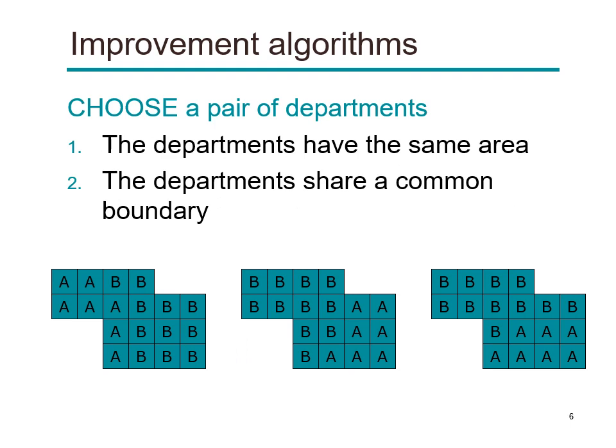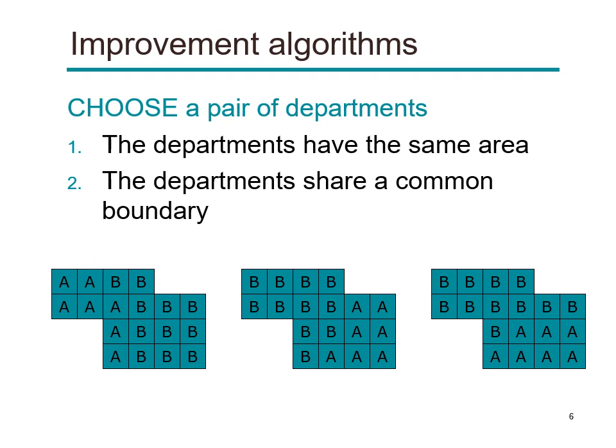The second condition for selecting or choosing the pair of departments is that these departments must share a common boundary. For example, look at this shape. Department A has this shape, and department B has this shape. So these two departments share a common boundary, okay? From here or from here, this is the boundary.